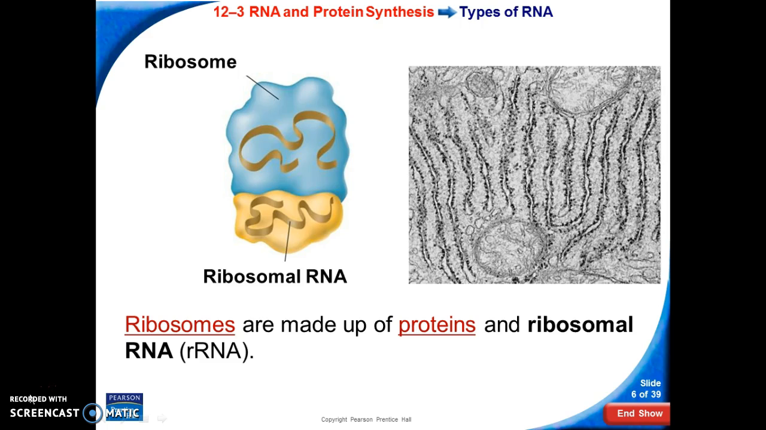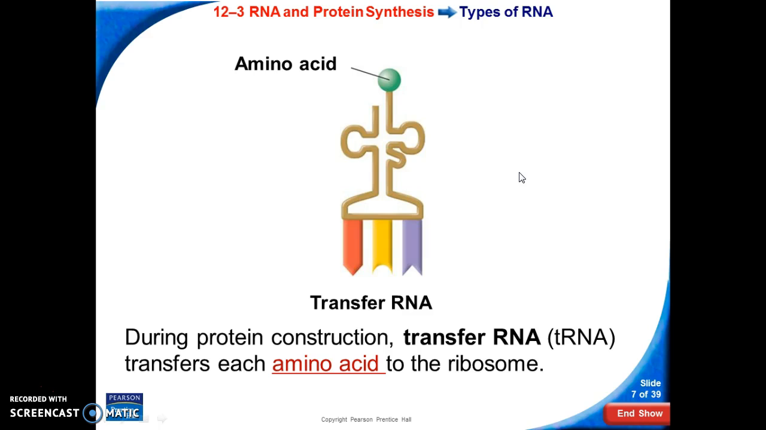Ribosomes are made up of proteins and ribosomal RNA. Ribosomes are floating freely in the cytoplasm as well as attached to the endoplasmic reticulum. During protein construction, transfer RNA transfers each amino acid to the ribosome. At the top you have the amino acid attached, and at the bottom you will find nucleotides called anticodons. These pair up with the codons on messenger RNA.